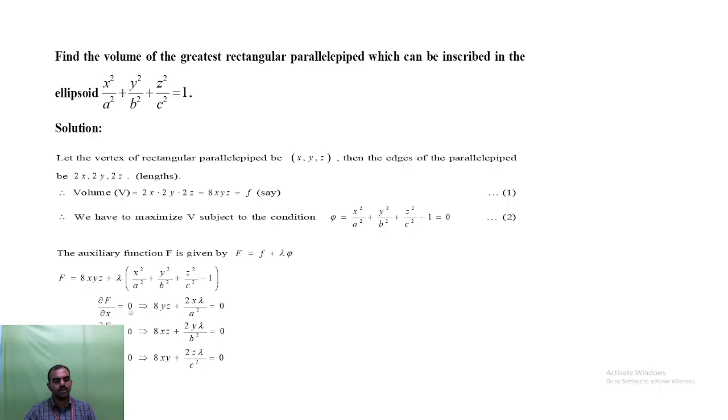So dou F by dou x equal to 0. Differentiate this with respect to x. Here 8yz is constant, differentiate x is 1, plus lambda is constant, x square differentiates to 2x. The other remaining functions have no x, the derivative is 0. So 8yz plus 2x lambda by a square equal to 0. Similarly, differentiate partially with respect to y, dou F by dou y equal to 0, we get 8xz plus 2y lambda by b square equal to 0. And dou F by dou z equal to 0, so 8xy plus 2z lambda by c square equal to 0.